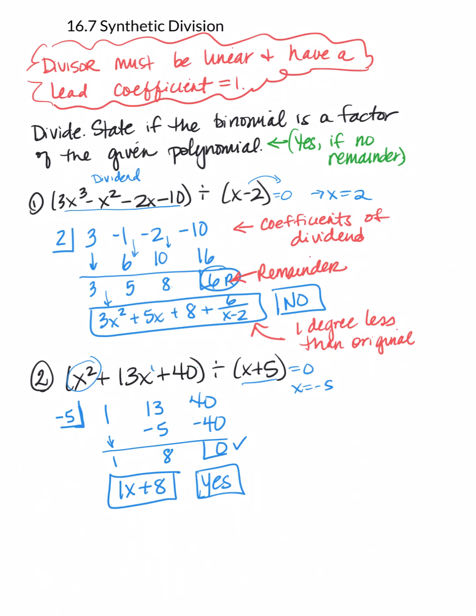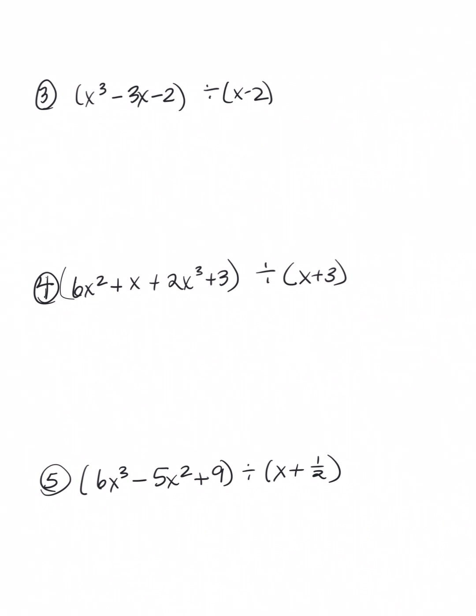All right, let's try a couple more. Now this one, stop and notice x to the third, and then it goes x to the first, so we're missing an x squared term. So I have to put in a placeholder when I drop my x value. So let's first figure out our divisor here. If I set that equal to 0, that means x is a 2, right? So I put a 2. Now I put in my coefficients, 1, 0 for the placeholder for x squared, -3, -2.